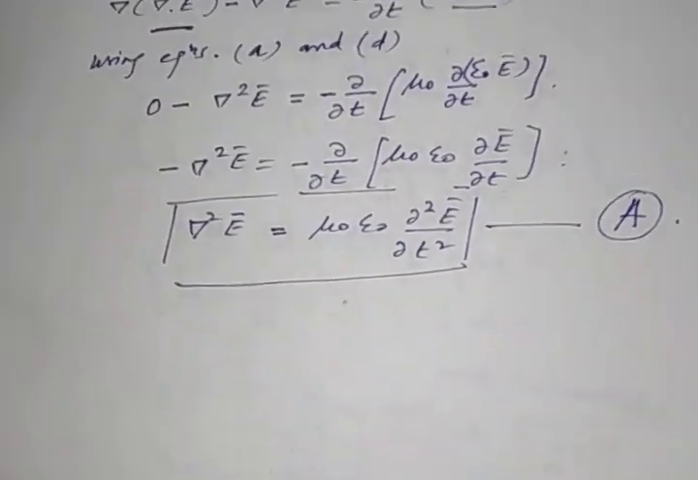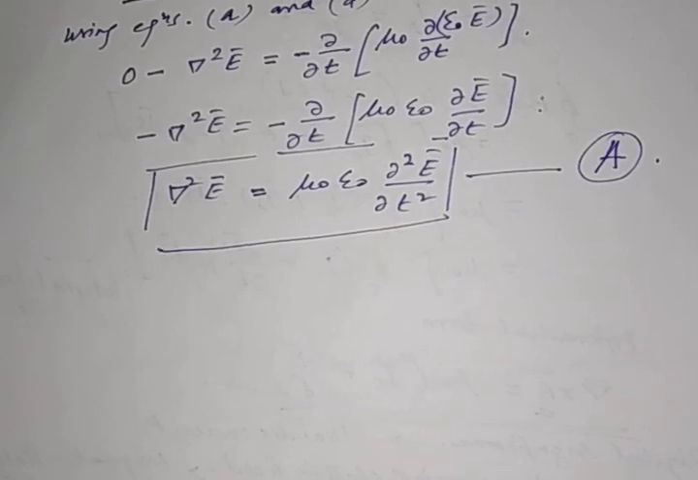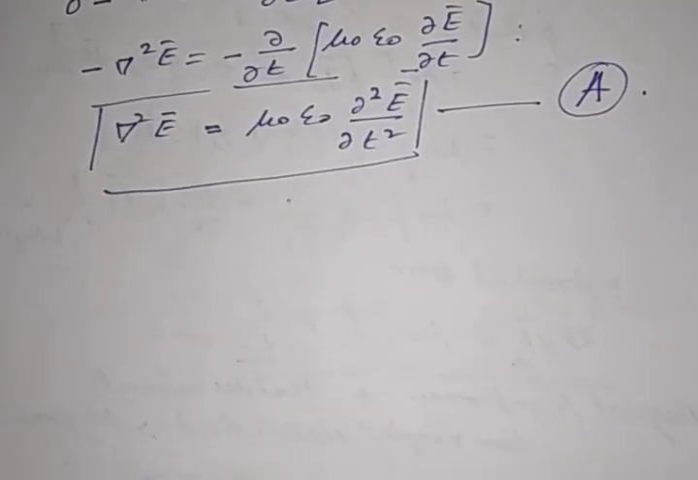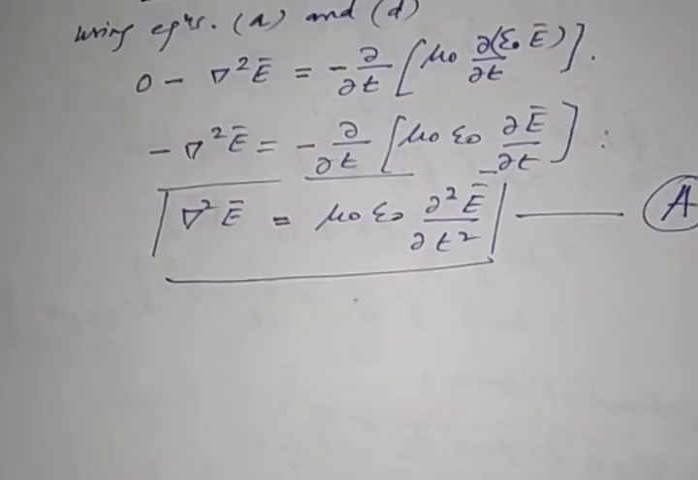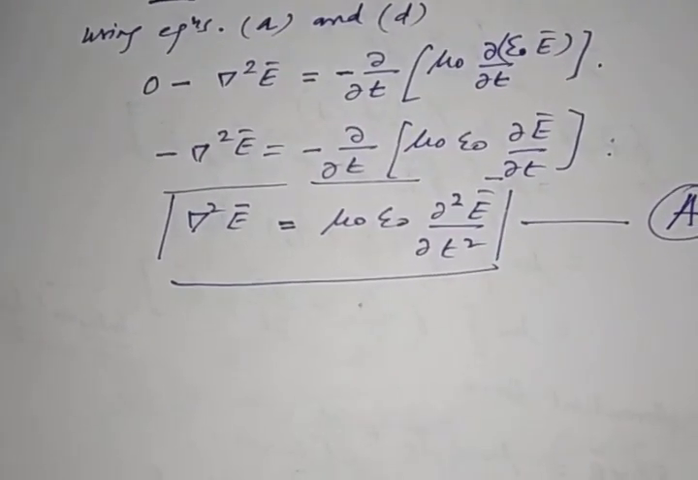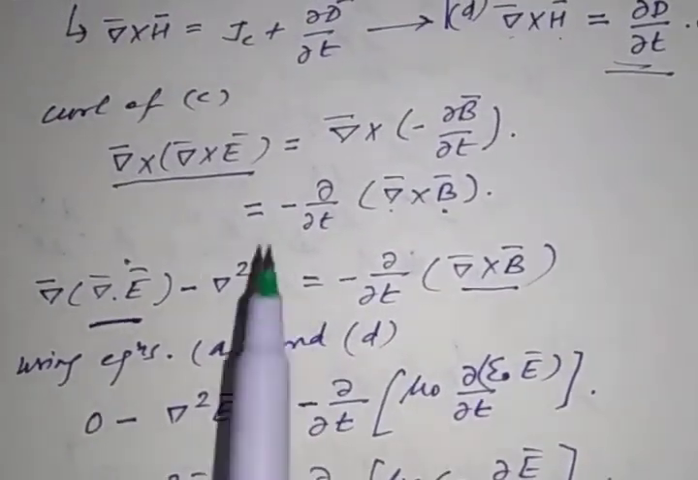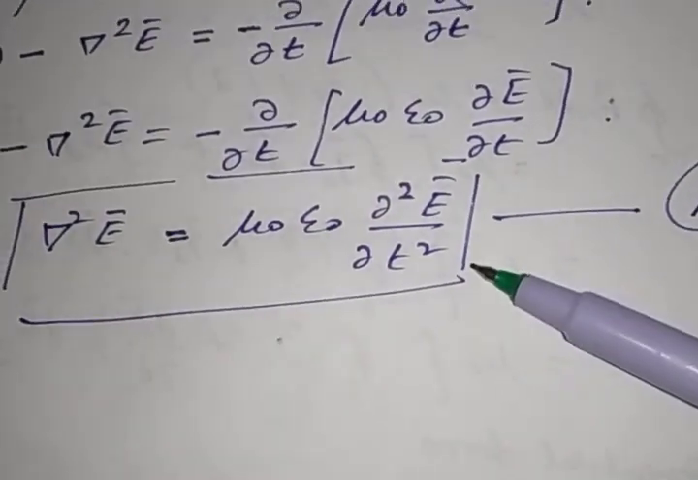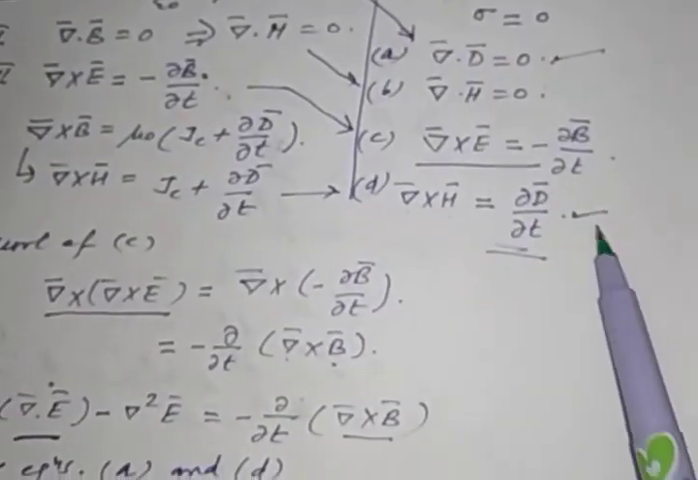When we compare this equation with the general wave equation, we can get the value of the velocity of electromagnetic wave. But again we have to solve it for the magnetic field also. So for that the same procedure will apply. Like for this part we have taken the curl of E, then for getting this equation in terms of magnetic field, we need to take the curl of equation D here.